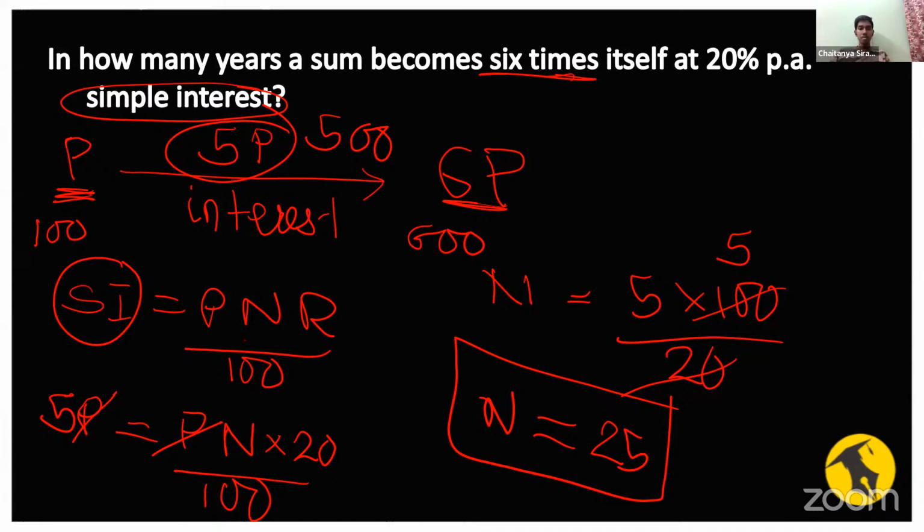I hope the solution is clear to you. So you can expect such questions where you are asked in how many years a sum becomes twice, thrice, 4 times, 5 times at a given rate of interest. Or it can be the other way around. They can give you the number of years and ask you the rate of interest. Okay, let's move ahead now.